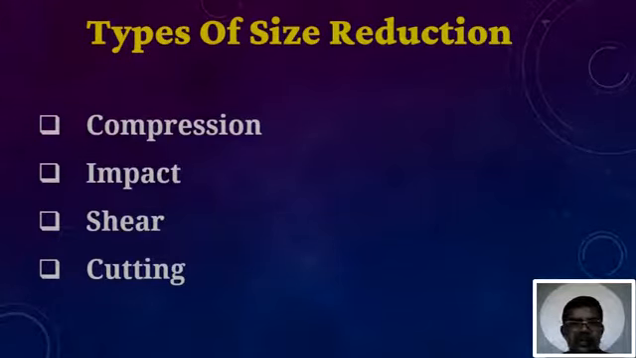Now we will go through the types of size reduction. Size reduction is also known as comminution in the engineering literature. It can be broadly classified into the following 4 methods: compression, impact, shear and cutting. But in some literature only compression and shear are given. Of course, impact and cutting fall within these 2 categories. But for our case, let us consider all 4 as types of size reduction.